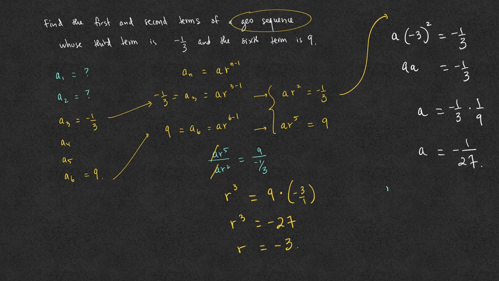So we have a sub 1 equals -1/27. A sub 2, since the ratio is -3, we simply take the first term, multiply by -3, which is the common ratio, to get to the next term, which is positive 1/9.